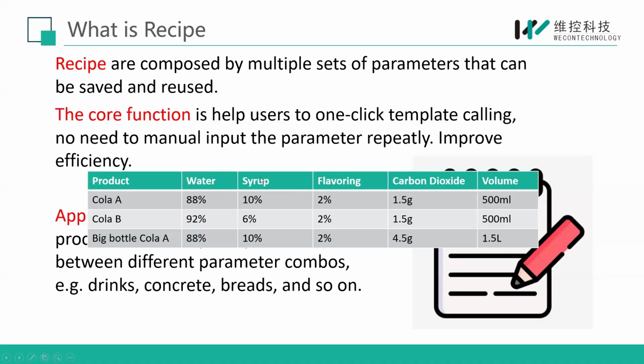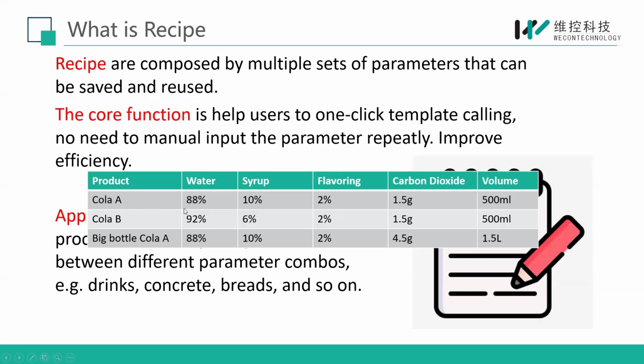So this is the use of recipe. According to this table on my screen, here are the parameters: water, syrup, flavoring, carbon dioxide, and volume. These five parameters change with every product. So these are my products: cola A, cola B, and big bottle cola A. According to the product, my values change in my PLC registers.